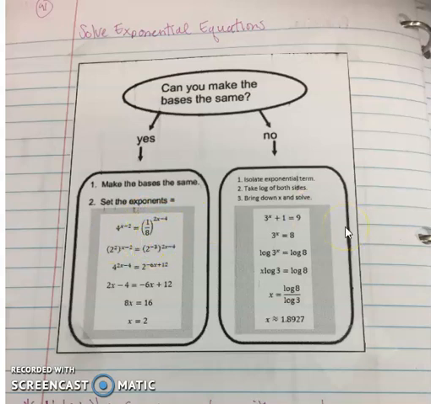On the right side now, it says if you cannot make the bases the same, for example, in this case, we have 3 to the x plus 1 equals 9. The first thing I'm going to do is step 1. I'm going to isolate the exponential terms. I'll subtract the number 1 from both sides. So I have 3 to the x equals 8. In this case, we cannot make the base of 3 be equal to the base of 8.